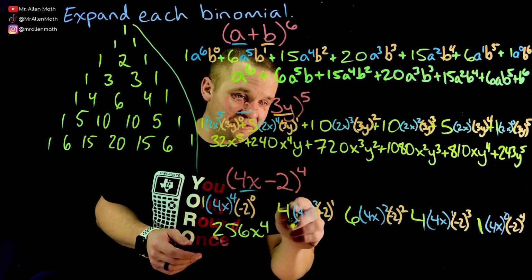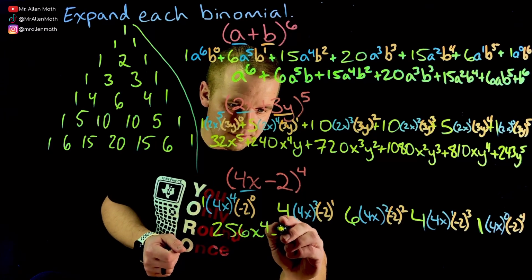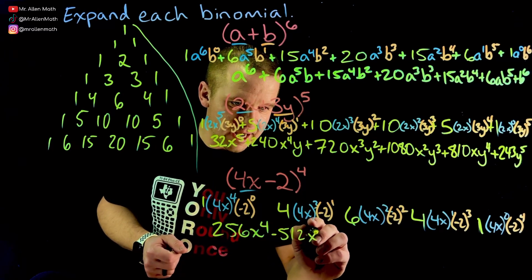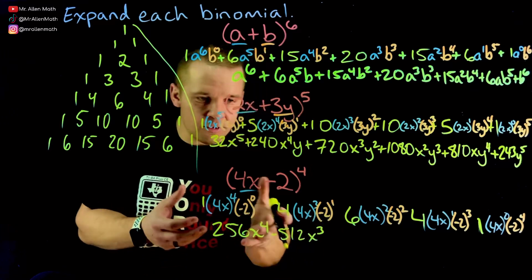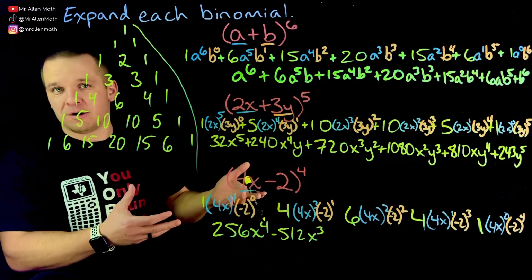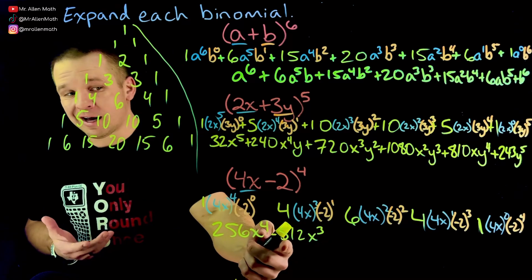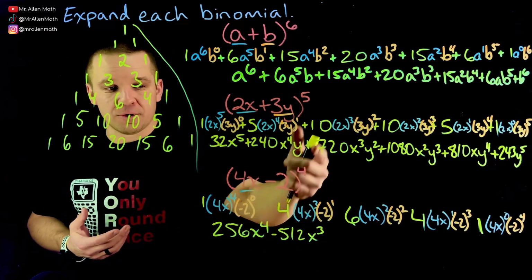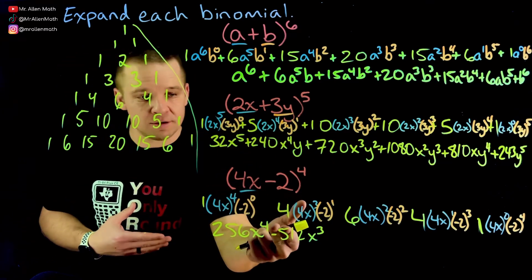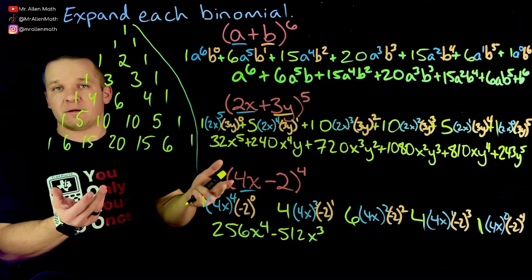All right, so this is negative 512 right here. So negative 512 x to the 3rd. There's no other variable there. It's just x to the 3rd at this point, right? There's no y or anything like that. The 2 just kind of, that guy went over there, right? 4 times 4 to the 3rd is 256 times negative 2 is negative 512. That's how we got all that, all right?